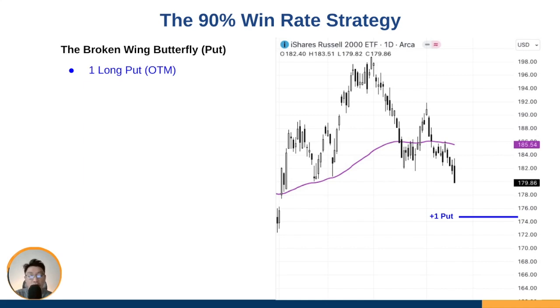So as you can see on the chart on the right hand side down here, this is where the current price is, right? So anything that is out of the money is below the current market price. As you can see down here, this is where the long put is. This is out of the money.